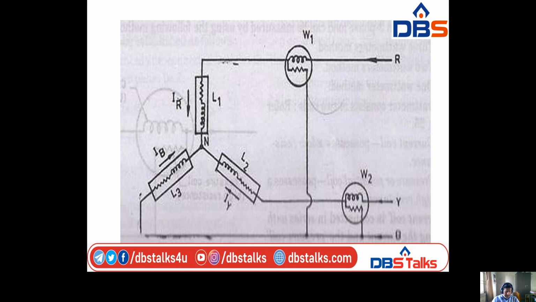The current coils of wattmeters W1 and W2 are connected to lines R and Y. The pressure coils of W1 and W2 are connected to the other phase, that is B phase, connected to the lines RB and YB. The current coils connect to lines R and Y, and the pressure coils are connected to RB and YB.